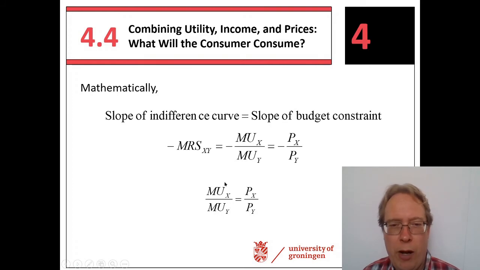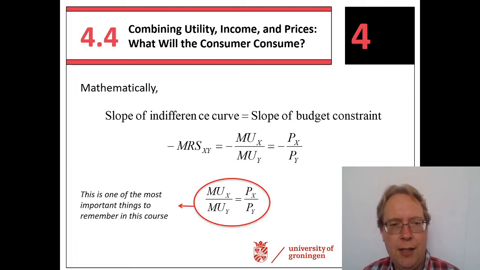And if you do it the other way around, that's fine as well. So you can also put y on top here, just as long as you do it consistently. So you can also say MUy over MUx equals Py over Px. But let's stick with this one for now. That's important. And in fact, this is probably one of the most important things to remember in this course, so keep this in mind. And there will be many exercises in the tutorials and the practicals concerning this as well.